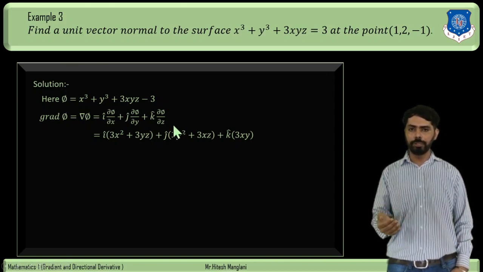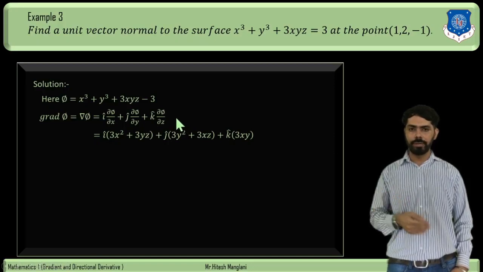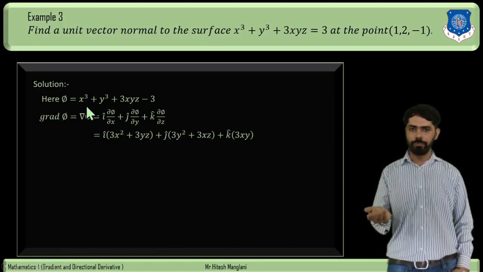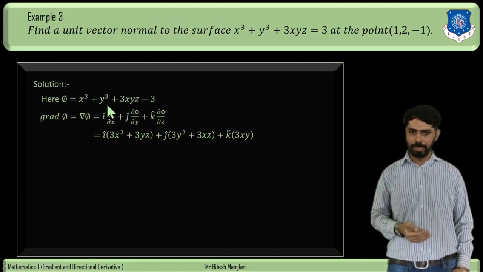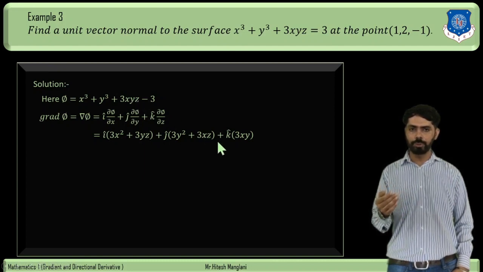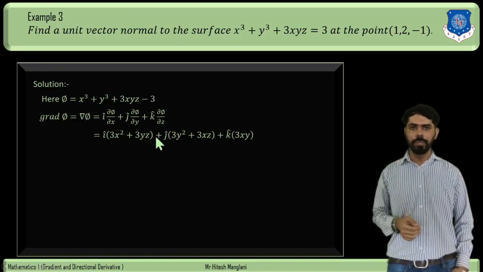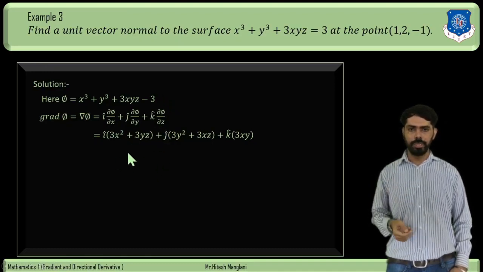Now we will find out del phi by del z. That means partial differentiation of phi with respect to z. So that means x and y are constant, so the derivative of the first term will be 0. Same way the derivative of the second term will be 0. And here 3xy will be as it is, and the derivative of z with respect to z will be 1, so here it will be 3xy, and the last term is 3, so the derivative of that term will be 0. So this is gradient phi.